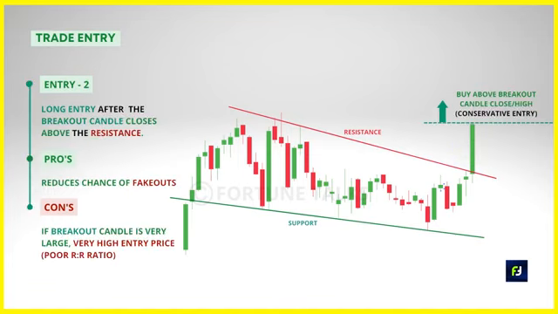Now this next method is similar to the previous approach. The only difference is that you wait for the price to break and close above the trend line resistance. You can take a long entry above the breakout candle highs once the candle closes. Now this will reduce the likelihood of a false breakout, but if the price momentum is strong, you will enter your trade at a much higher price.